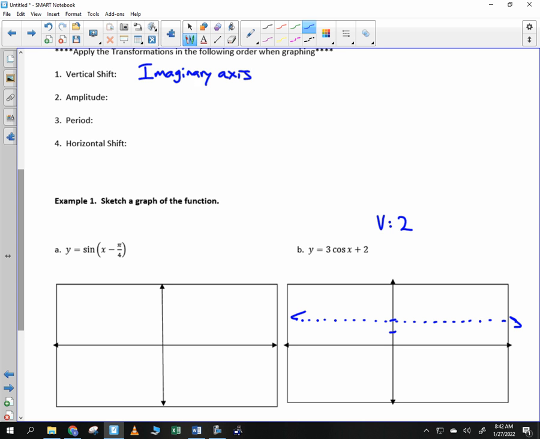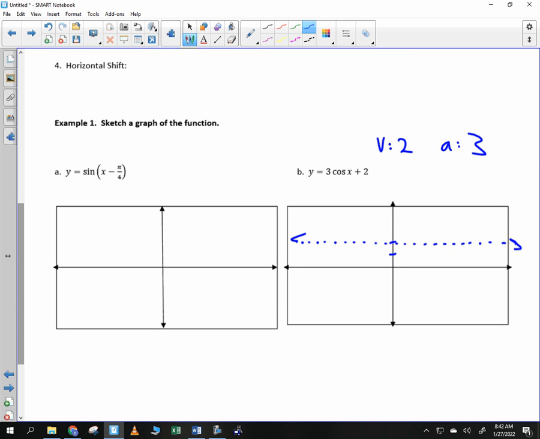Okay, now we go to the amplitude. What is the amplitude of that graph? 3. This is where people start to get confused. If I'm at 2 and I have an amplitude of 3, how high will I end up going? 5.